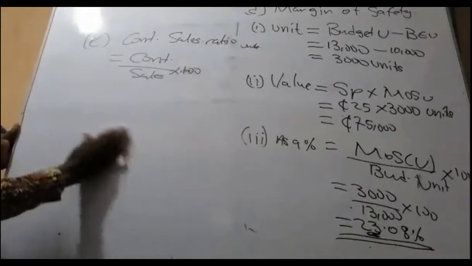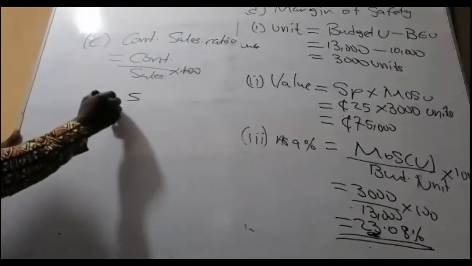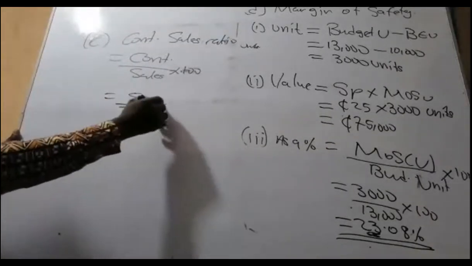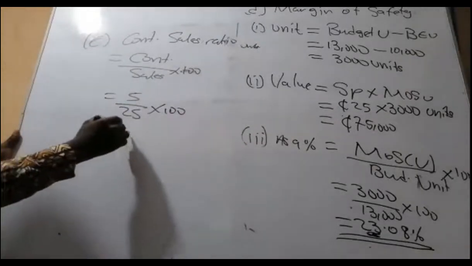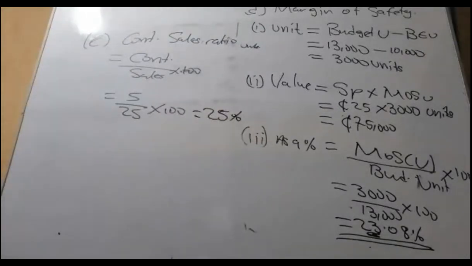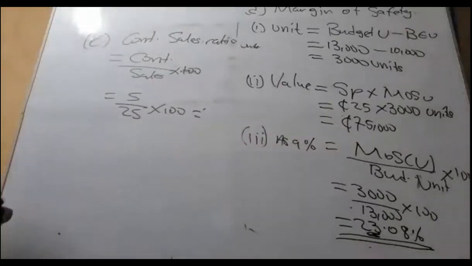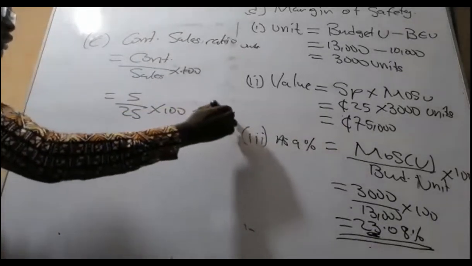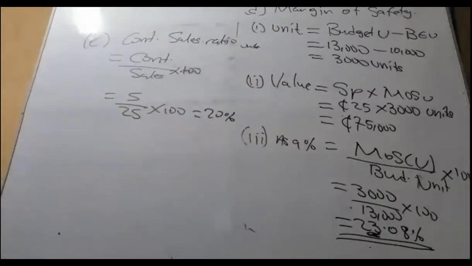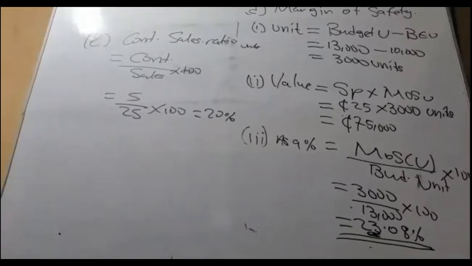Let's go to the question and pick the sales. From this question, the sales is 25, contribution value is 5, so therefore the CS ratio is 5 divided by 25 times 100. That will give us 20%, right? So the CS ratio is 20%. This CS ratio, I want to do more about it.